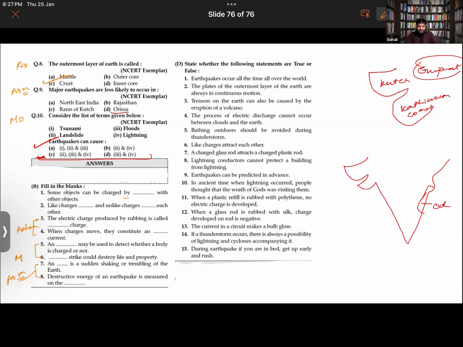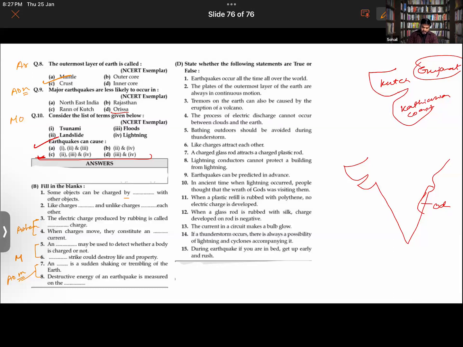Okay, then Moz. Question number 5: electroscope. Very good. Question number 6: lightning strike. Very good. Yes, Arham: an earthquake. Question 8: Richter scale. Very good.